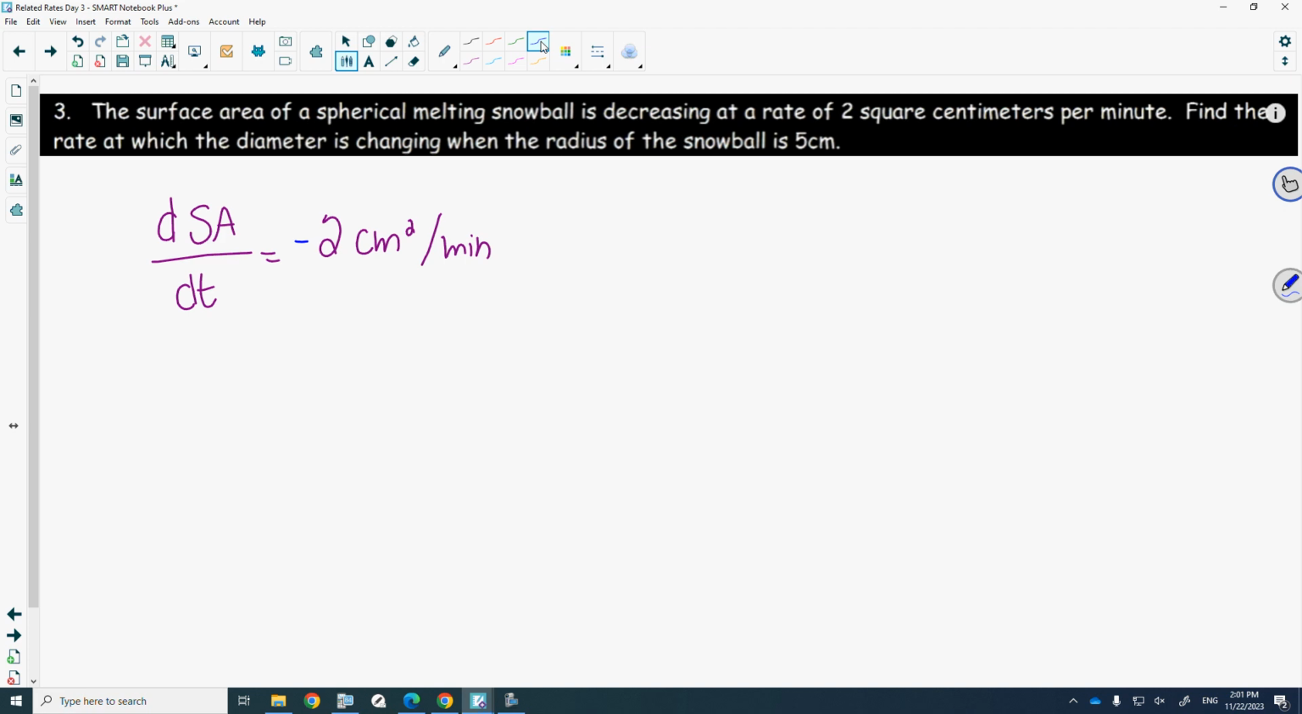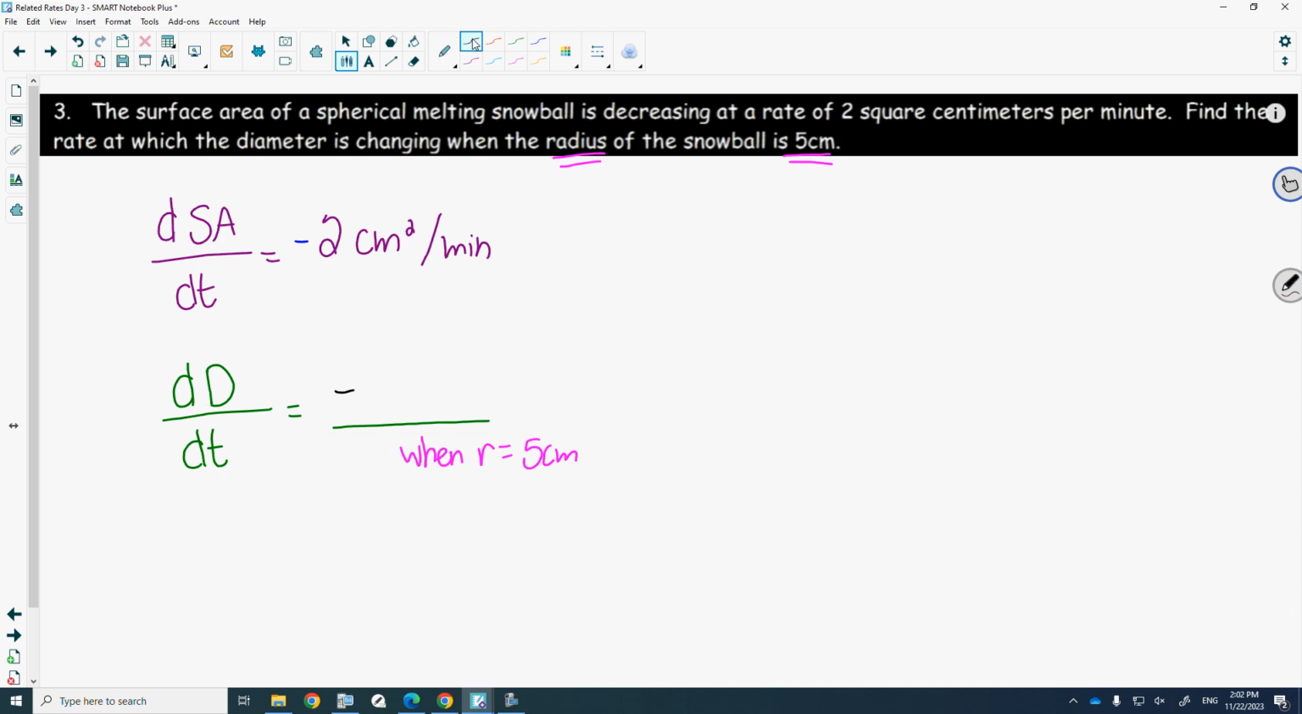Okay, next it says find the rate at which the diameter is changing. So they want me to calculate the rate at which the diameter of the snowball is changing with respect to time. And they want that when the radius is 5 centimeters. So first of all, if the snowball is getting smaller, it's decreasing, it's melting, would we expect our diameter to be a positive or negative number? Yeah, the diameter should hopefully be a negative number.